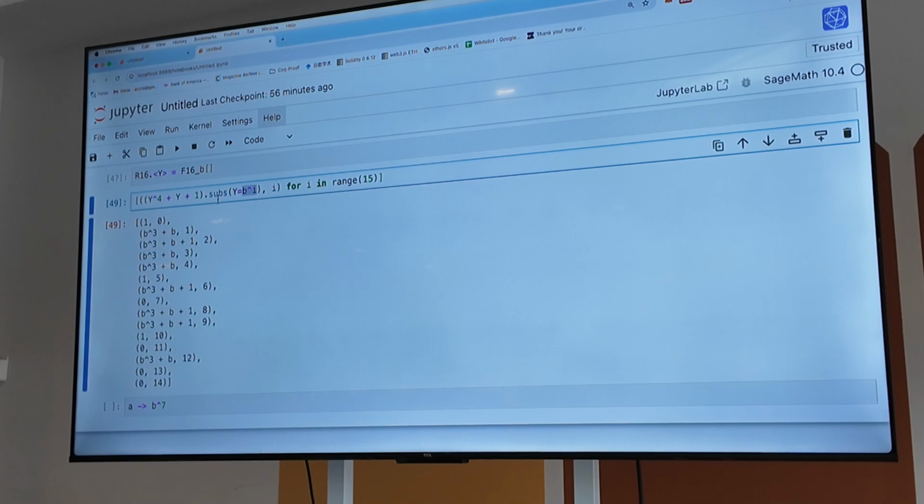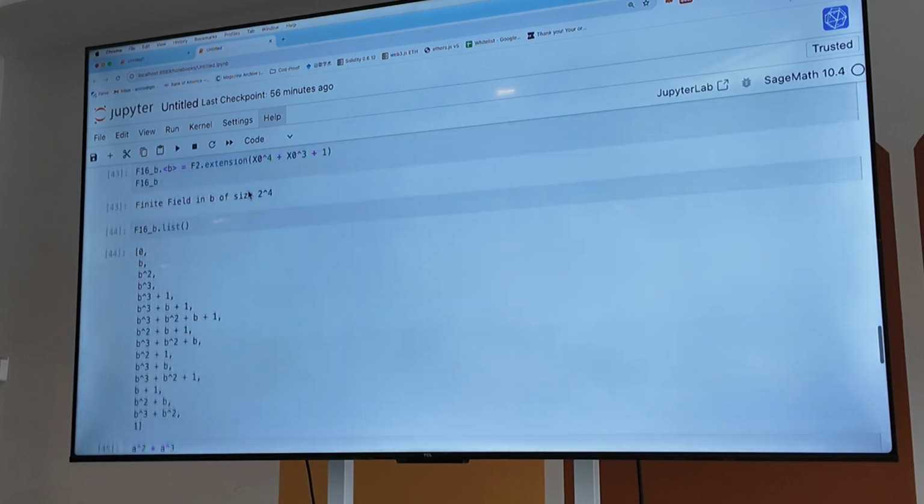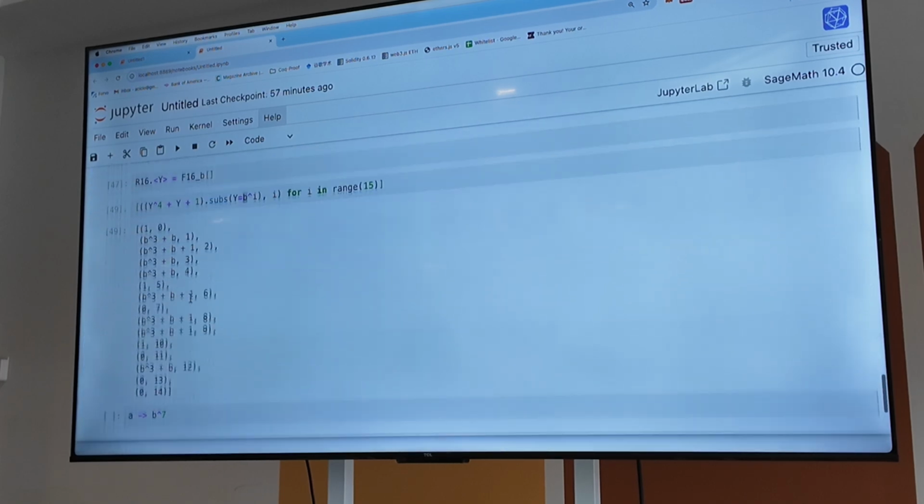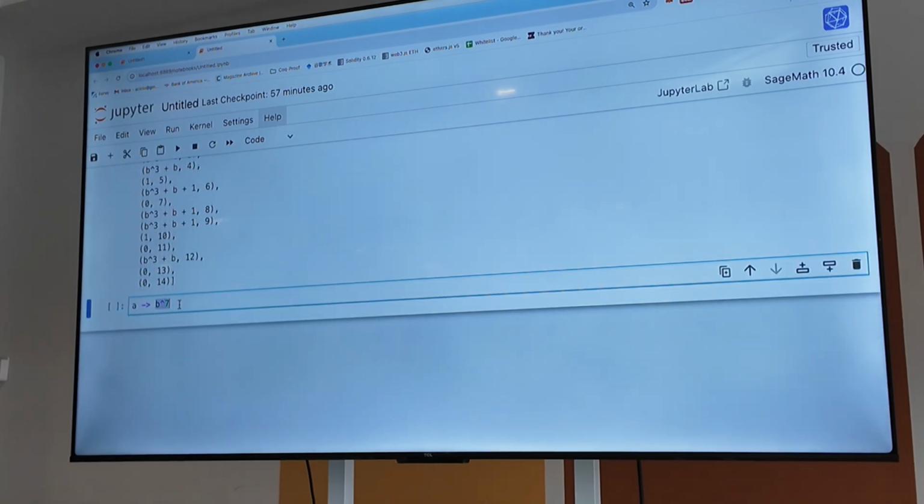And B to the power of i is a root of another field, right? B, because B is a primitive element. So for which root? For F16, B, for here. Okay. Right. So we map A to the roots of B to 7, the other F16. Yes, we can build the isomorphic map between those two different fields.